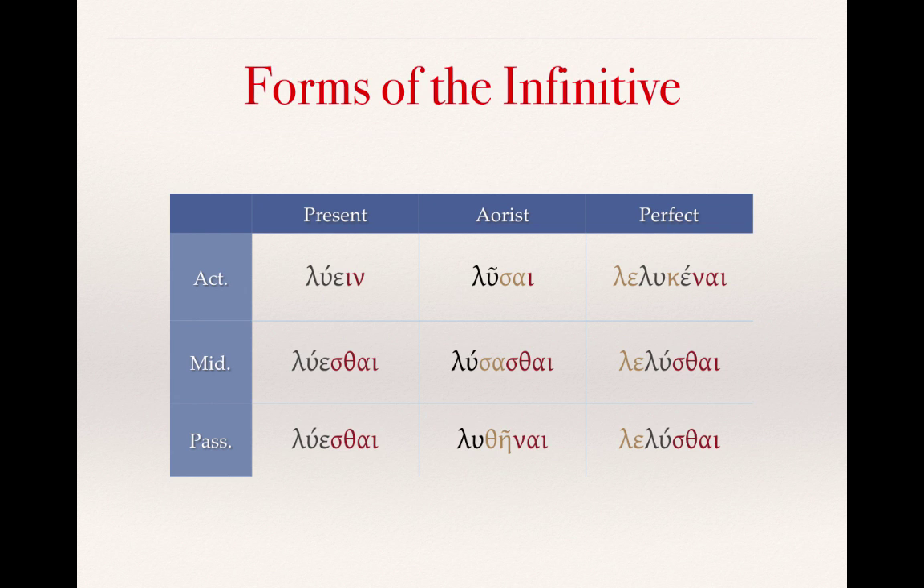Notice that with the perfect tense, we have reduplication throughout, which is a key identifier of the perfect tense. We have the kappa in the active voice. And again, like the present tense, the middle and passive are identical in form. So I've tried to highlight with the different font colors here some of those distinguishing markers. The red markers are really an indicator of the voice that is in mind, and the brown color here denotes the tense that is in mind.